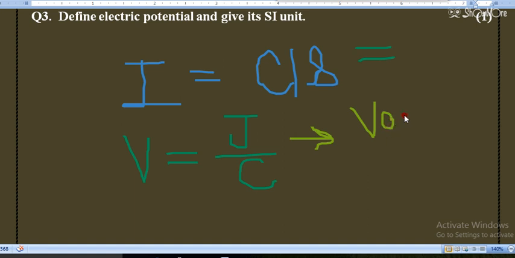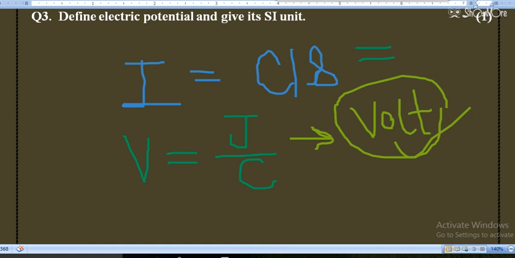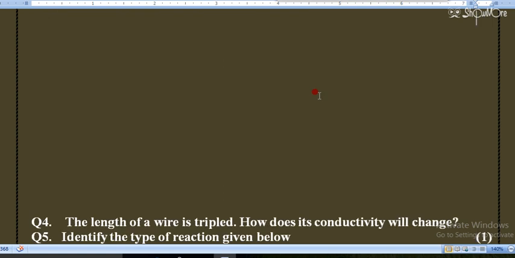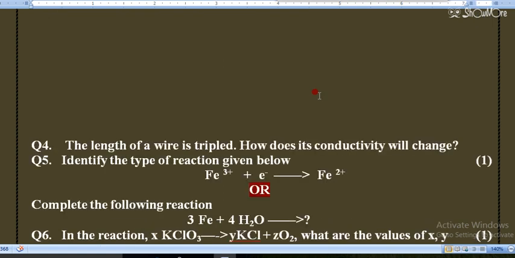Firstly, you have to write the definition, and if you have mentioned the proper unit of electric potential, then obviously 1 mark will be rewarded to you. So this was question number 3. After that you have question number 4, which was belonging to the physics category. This was another very important question.